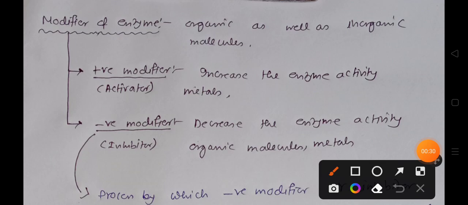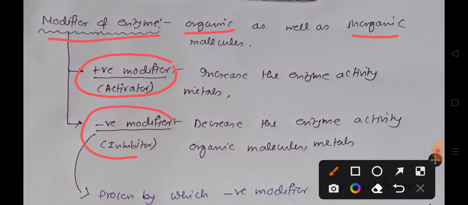The first topic for discussing enzyme inhibition should be the modifier of enzyme. What do you mean by modifier of enzyme? A modifier may be an organic molecule or inorganic molecule that has the ability to either positively affect or negatively affect the enzyme activity. If that modifier positively affects the enzyme activity, we call it a positive modifier or activator. If it affects the enzyme activity negatively, then we call it a negative modifier or inhibitor.